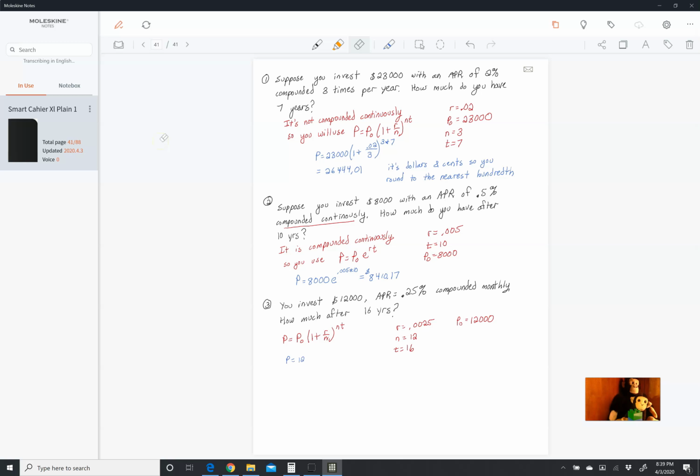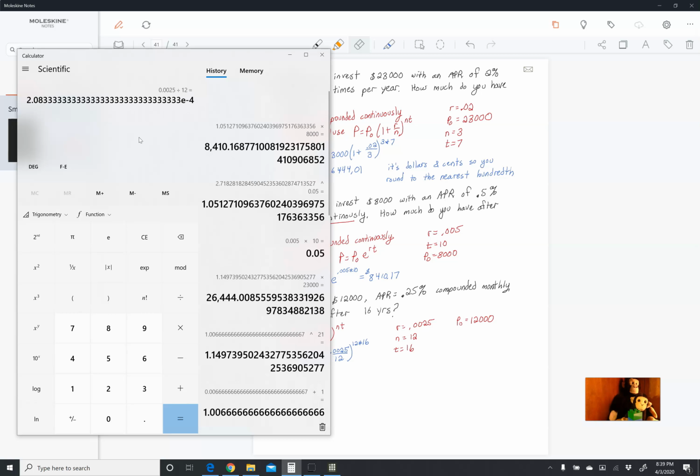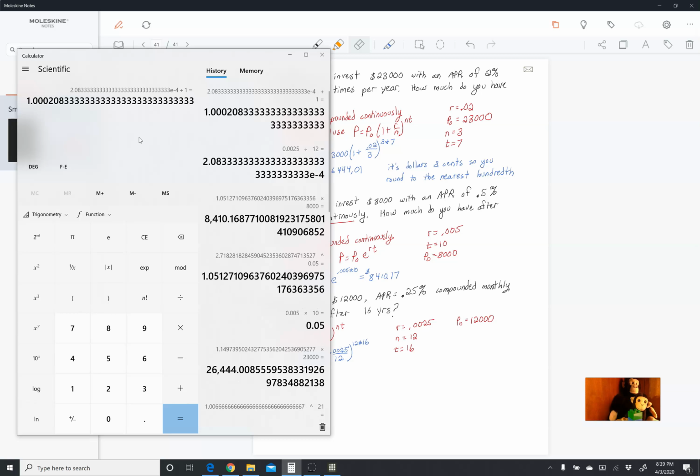We're doing 12,000 times 1 plus 0.0025 over 12, to the 12 times 16. So now we go to our calculator. We're going to do parentheses first: 0.0025 divided by 12. Then we're going to take that and add it to 1. Now we're going to raise that to the power of 12 times 16.